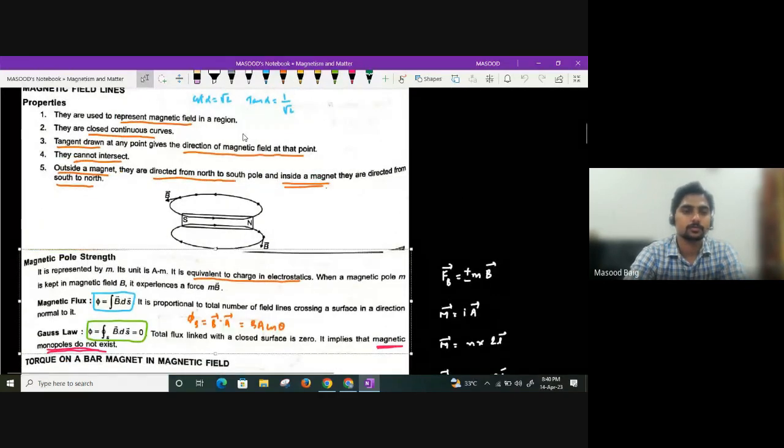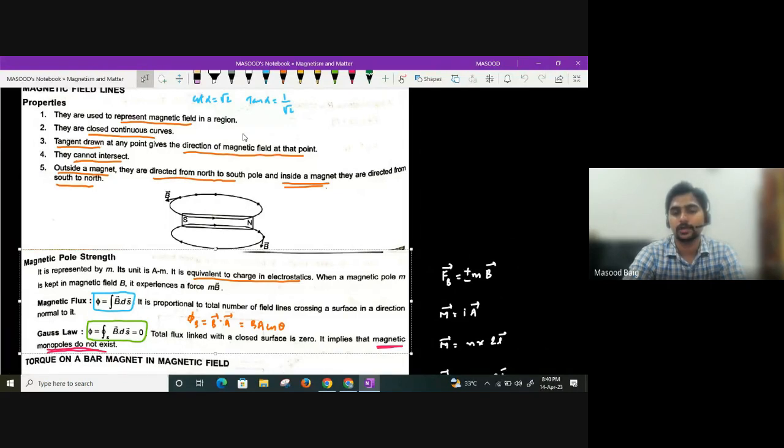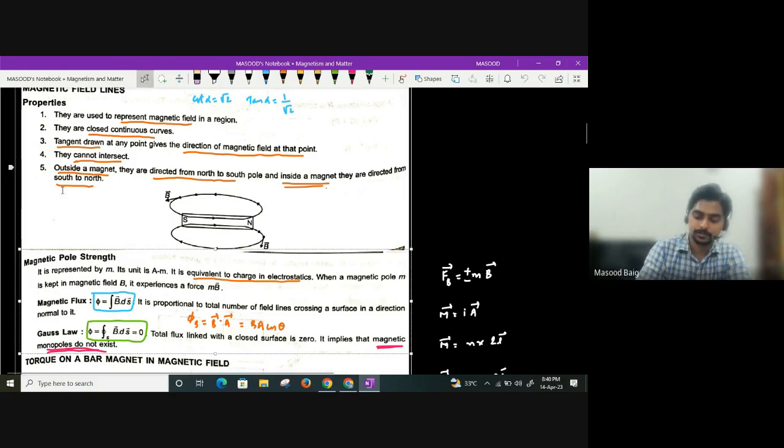Then we talked about properties of magnetic field lines. They represent the magnetic field in a region. They're always closed continuous curves. To find the direction of the magnetic field, you simply draw a tangent at that particular point. They cannot intersect because at the point of intersection, it would have two directions, which is not possible. Outside they are directed from north to south, inside they are directed from south to north.